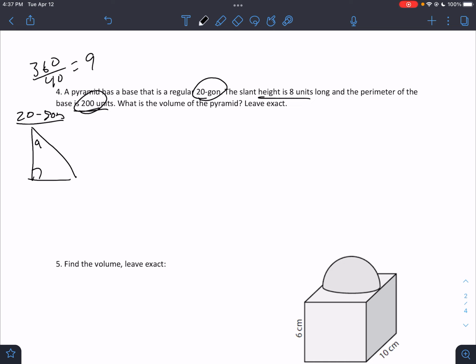If the perimeter is 200, how long is each side? 200 divided by 20 would be 10. Divided by 2 would be 5. So if the whole perimeter is 200, that means half of one side has to be 5, right? 20 sides would be 10 each. Half of one side would be 5.